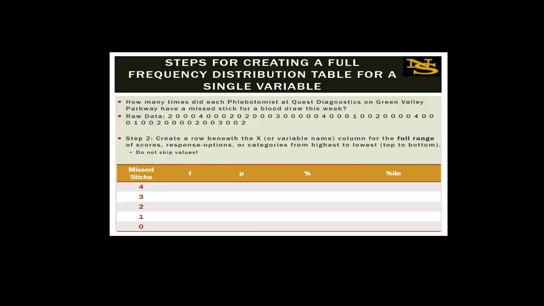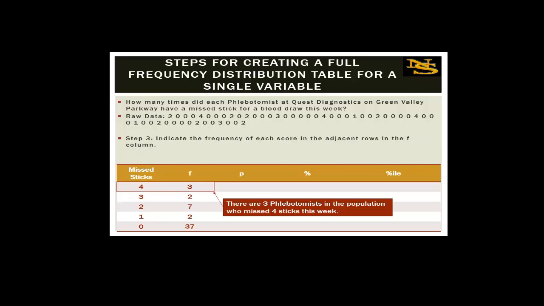So if we look at this data set, I can quickly see that the lowest score is a 0 and the highest score is a 4. So the minimum number of missed sticks for a blood draw was 0 in my population, and the most that any phlebotomist had was 4. So that full range is represented right here. Lowest, highest, bottom, top. Or highest to lowest, top to bottom, however you want to think about it. So that's the first step, represent the full range of values.